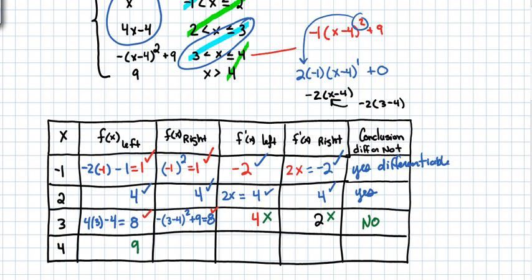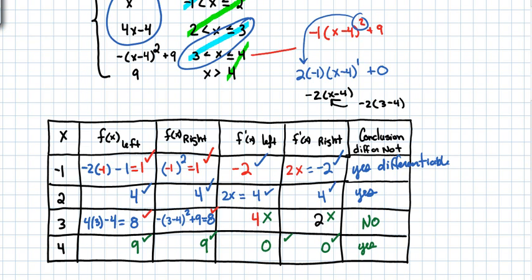The y value equals 9 on both sides, so that's a check. And the slope equals 0 on both sides, so this would also be differentiable, because 9 equals 9 from the left and right, and the derivative 0 equals 0 from left and right.